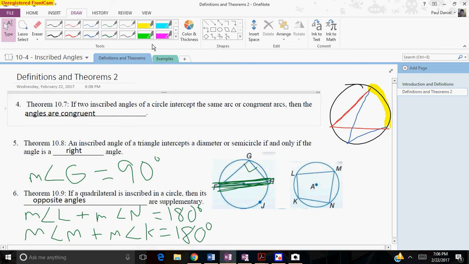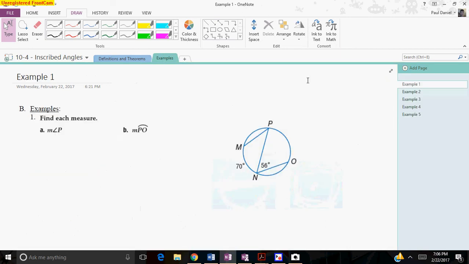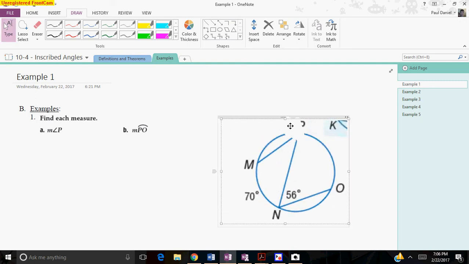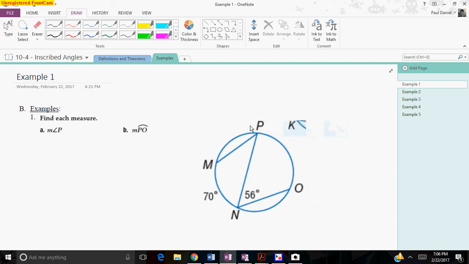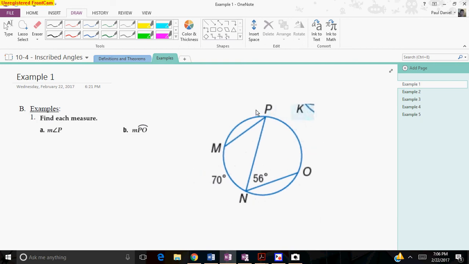All right, so that's the information we need in this section. And so let's go look at some examples. All right, so I'm given this circle right here. Let's make it a little bit bigger. So I want to find both the angle P and the measurement of the arc PO.